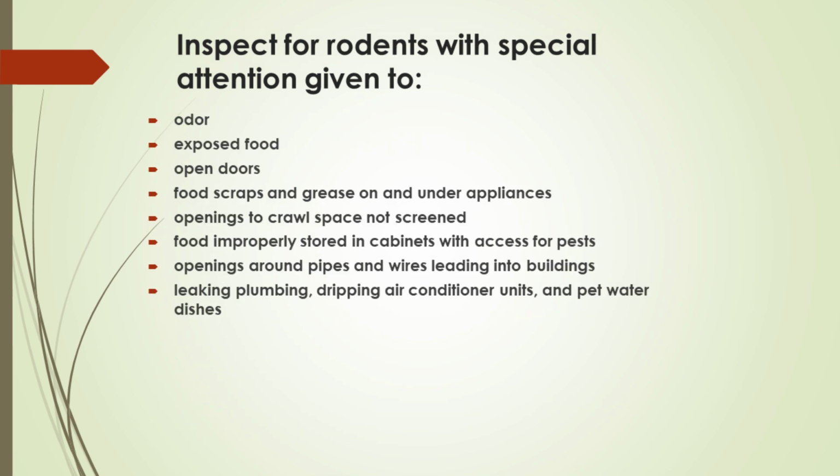Inspect for rodents with special attention given to odor, exposed food, open doors, food scraps and grease on and under appliances, openings to crawl space not screened, food improperly stored in cabinets with access for pests, openings around pipes and wires leading into buildings, leaking plumbing, dripping air conditioner units, and pet water dishes.